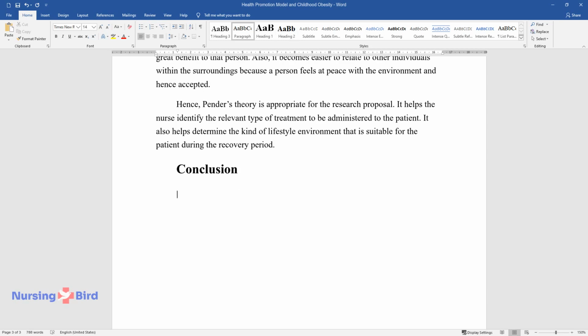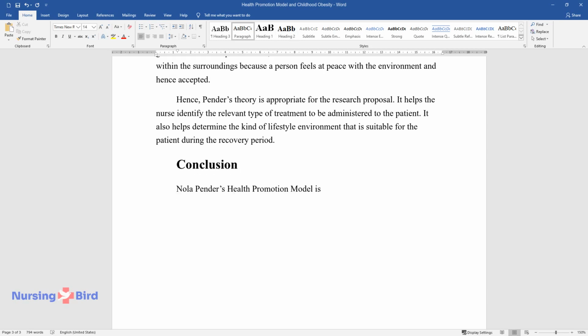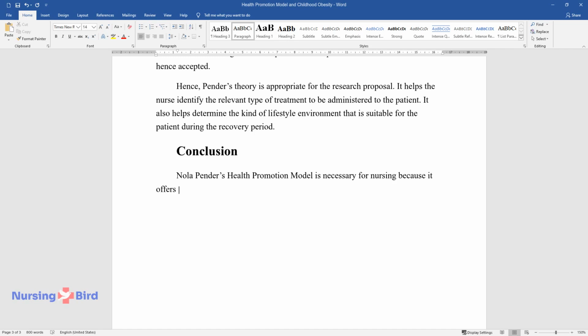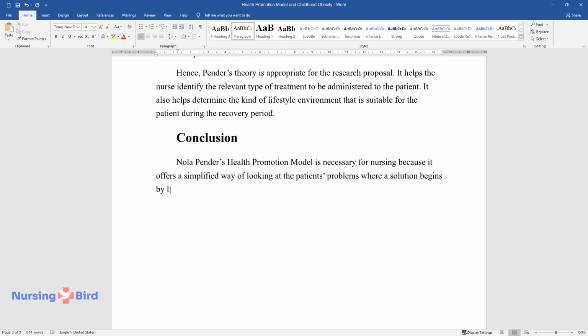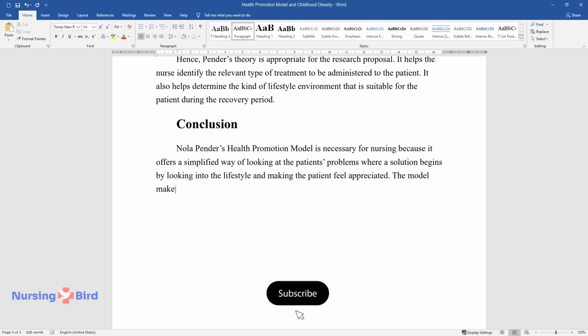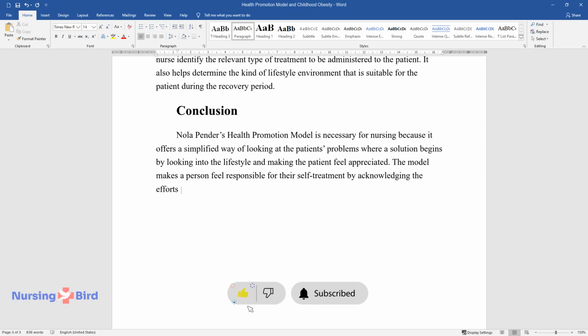Conclusion. Nola Pender's health promotion model is necessary for nursing because it offers a simplified way of looking at the patient's problems, where a solution begins by looking into the lifestyle and making the patient feel appreciated. The model makes a person feel responsible for their self-treatment by acknowledging the efforts of the nurses and people that are close to the patient.